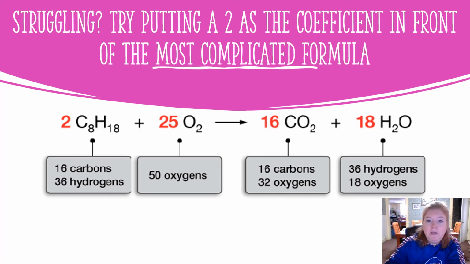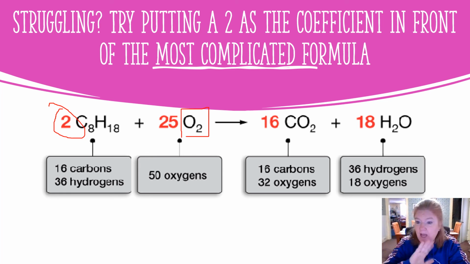If you're struggling, putting a 2 as a coefficient in front of the most complicated formula is often a great place to start. When it's combustion, meaning burning with oxygen, you put a 2 in front of the thing that's being burned and start there. Otherwise, try it in front of the most complicated thing. If that didn't help, try a 2 in front of a different complicated formula, okay? Now, you may have to reduce the coefficients at the end, but it's better than struggling. In this case, because this is an odd number, I don't have to reduce. But putting that 2 sometimes means you have to reduce everything by 2 at the end, but that's not a big deal.